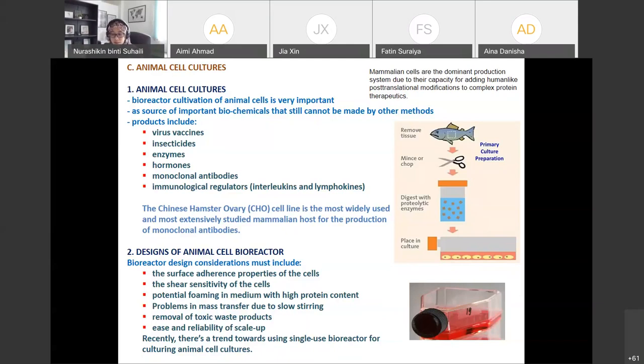Perhaps for microbial fermentation, it's not really a big concern, because if you use a flask and clean it properly, there is still very minimal risk of contamination. But for animal cells, because animal cells are used to produce vaccines, for example, and therapeutic proteins, which are for human consumption, the level of seriousness is higher compared to producing, for example, enzymes used for wastewater.